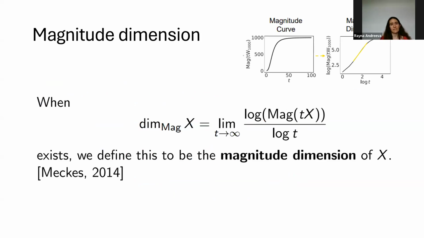Compared to the complexity of the persistent homology dimension, magnitude dimension is quite a bit simpler to understand, perhaps because it's defined in a similar way to the Minkowski dimension. You just take the limit as t goes to infinity of the log of mag tX over log t. A simple way to estimate it is, once you compute your magnitude curve, to look at the log-log plot, find the longest line segment and compute its slope, and this should be a good enough approximation of your dimension.